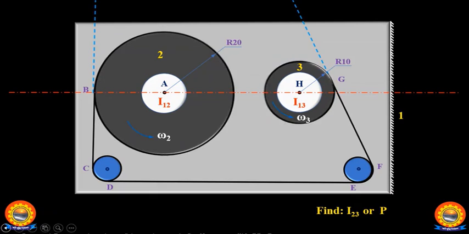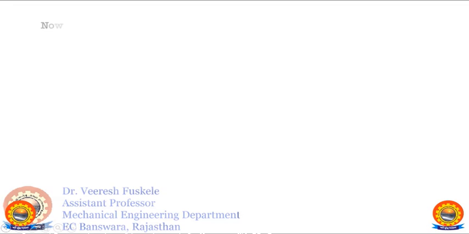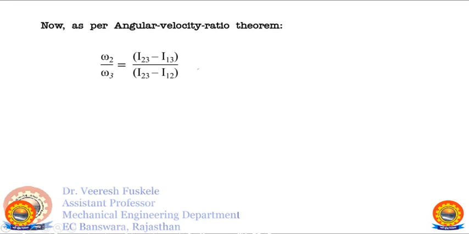Next, let's use the angular velocity ratio theorem. We studied this earlier in the previous videos. So we should use this angular velocity ratio theorem. So according to angular velocity ratio theorem, omega 2 upon omega 3 will be I23 minus I13 and I23 minus I12.